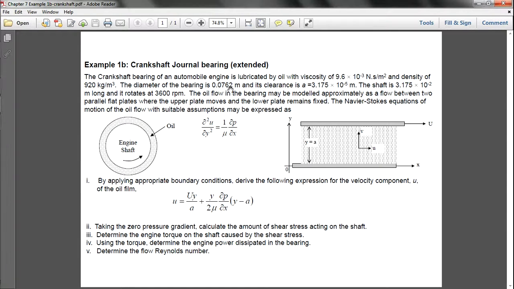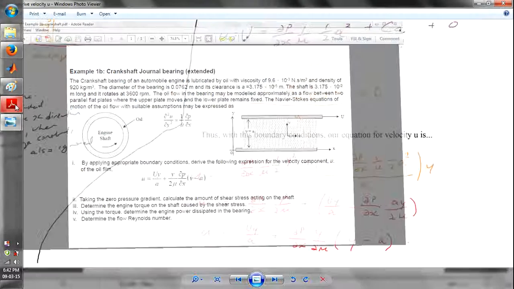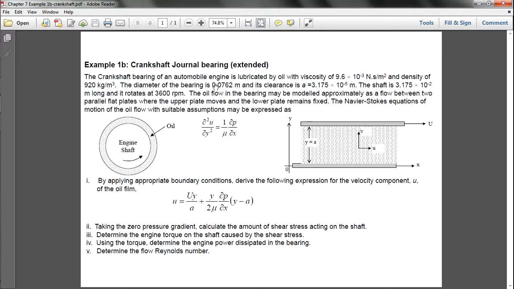1b. This is an additional note from Glasgow, and therefore let's do this question, okay? And then it should be very fast. I hope I can clear this by this video for the whole question, okay? So the crankshaft bearing of an automobile engine is lubricated by oil with a viscosity of 9.6 times 10 to the power of something.